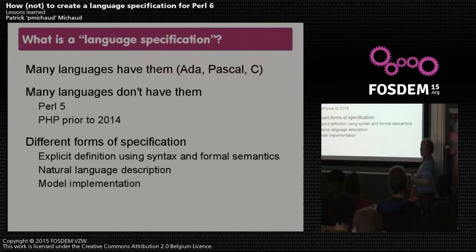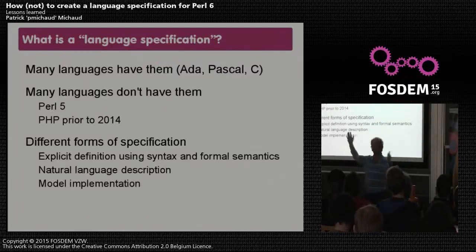Whereas if you go and say, what is the language specification for C? Anybody know? Well, there's C89 is one. There's 99. There's C11. There's K&R. There's a whole bunch of them, right?